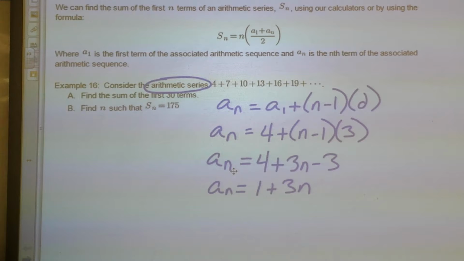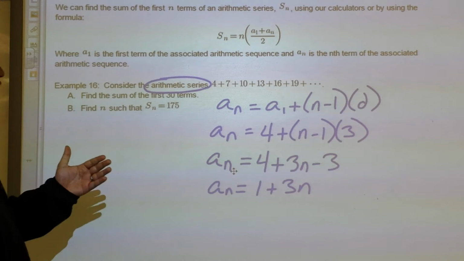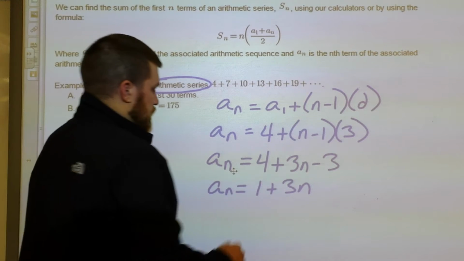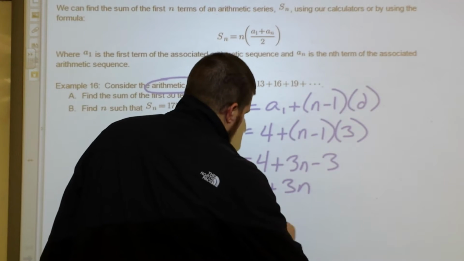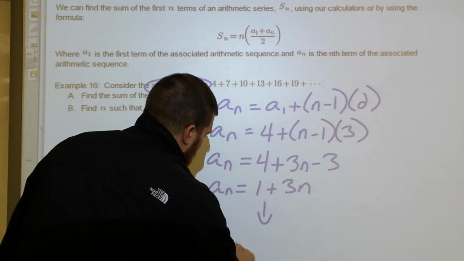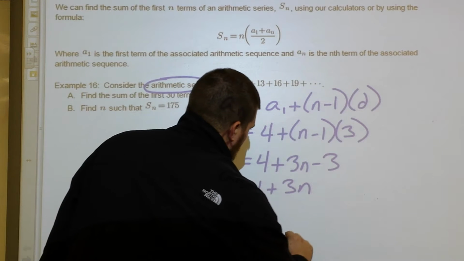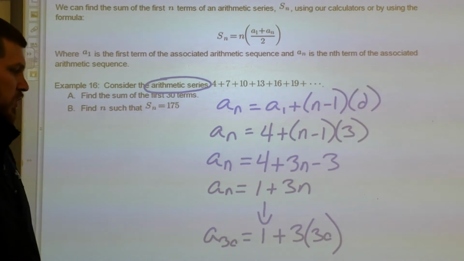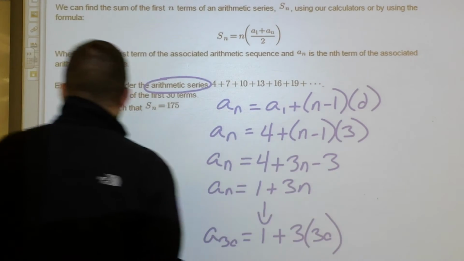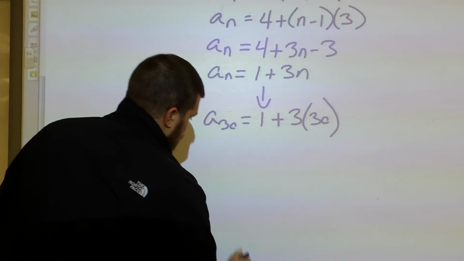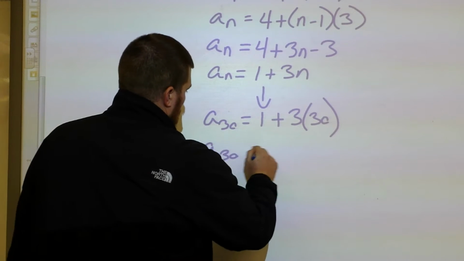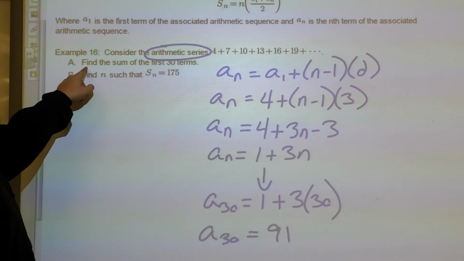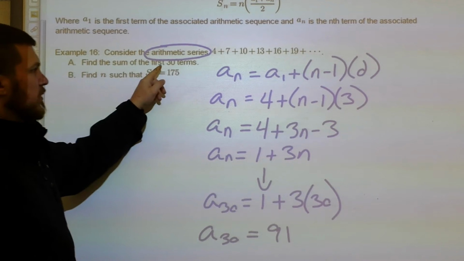Okay, so now I need to know who lives in the 30th house to find the a sub 30. So this implies that I can say a sub 30 is equal to 1 plus 3 times 30. Well, 3 times 30 is 90, so a sub 30 is 91. Now, but that's not what part A is asking. It's asking us to find the sum of the first 30 terms.